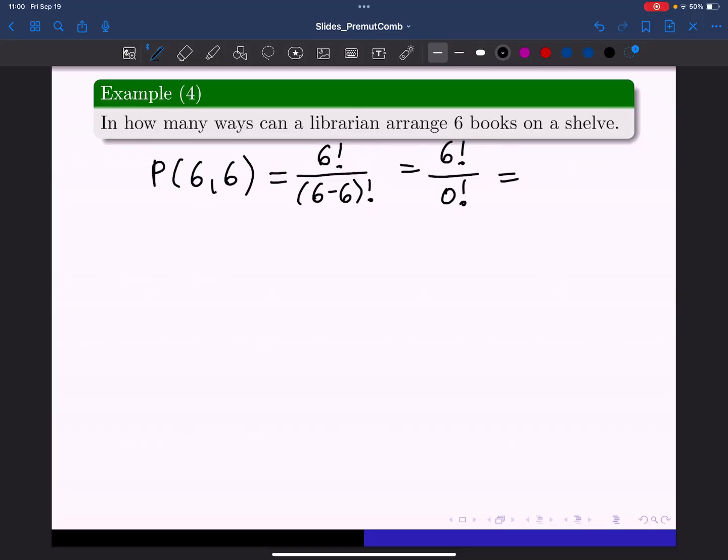0 factorial is 1, so we simply have 6 factorial. This is equal to 6 times 5 times 4 times 3 times 2 times 1, which is 6 factorial, and we have 720.